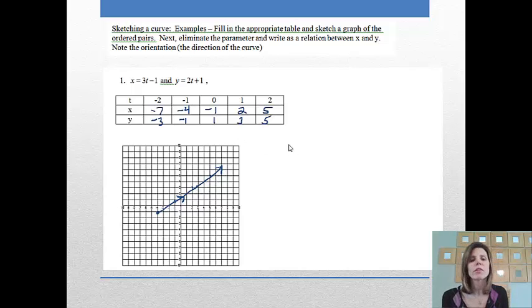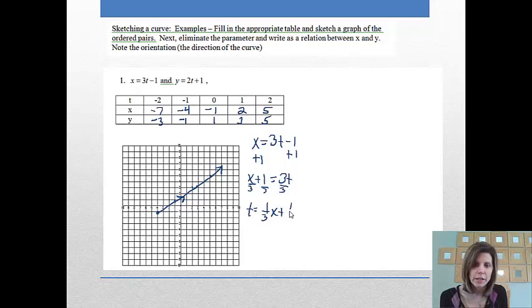And the second thing that we're going to be able to do is eliminate the parameter. So what I'm going to do is take one of these equations. I usually like to take the x equals equation and solve it for t. So we're going to have x equals 3t minus 1. Solve it for t. So I'll add 1. We'll get x plus 1 equals 3t. And then we'll divide everything by 3. So we'll get t equals 1/3 x plus 1/3.